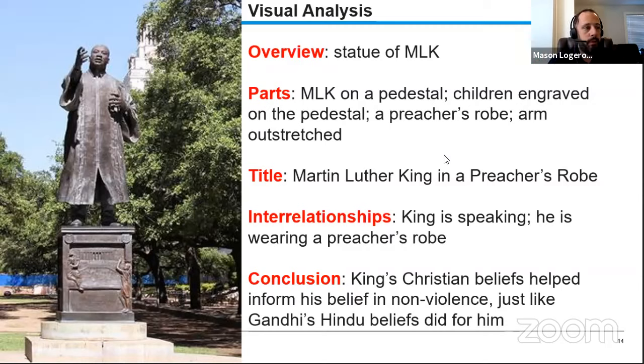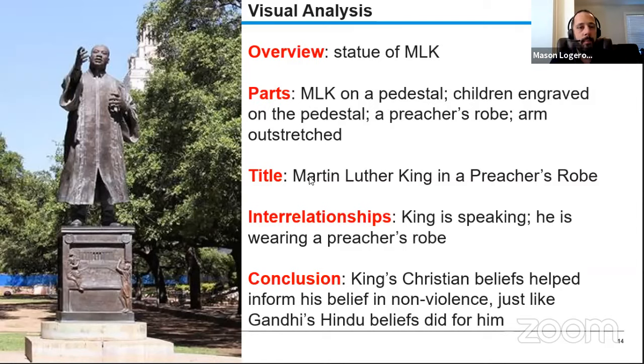All right, so first off, the overview. Like I said, it's a statue of Martin Luther King. That's all it is for the overview. For the parts, yes, you have King. He is on a pedestal. If you notice down below on the pedestal here, there's engraving of a couple of small children. But notice what King is wearing. He's wearing a preacher's robe. Remember that Martin Luther King started out as a Christian minister. And you see that in this statue. And he has his arm outstretched as if he is preaching in a church. So for the interrelationships, I did put King is speaking, because you can see the outstretched hand, and that he's wearing this preacher's robe.